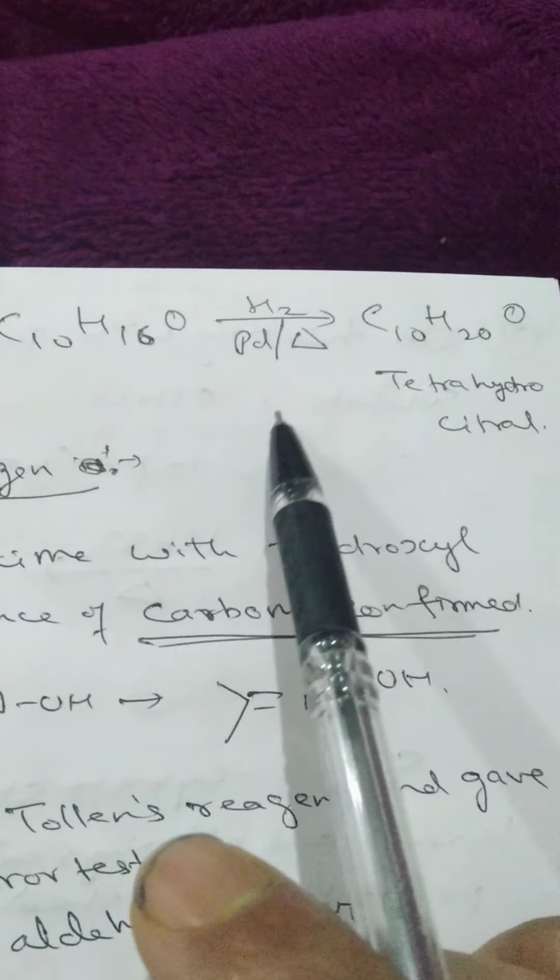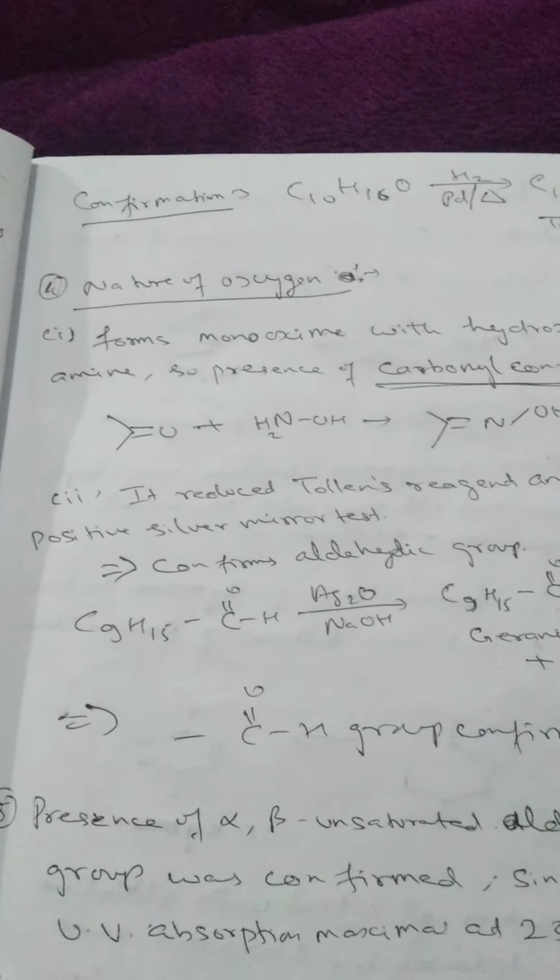And then when they reacted with hydrogen, they are reducing it. So they saw that 2 moles of H2 were consumed and the number of hydrogen increased by 4. So mostly it looks like 2 double bonds, okay? Right. Now they wanted to know what kind of oxygen is present.